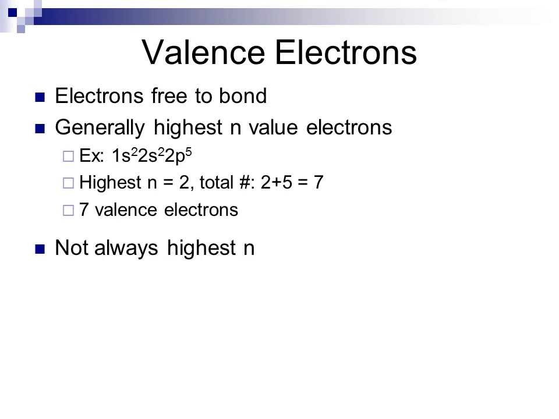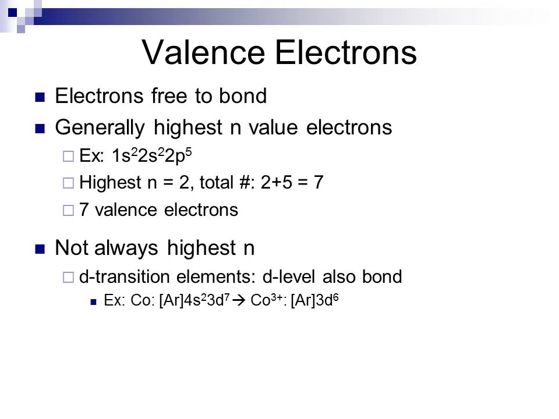Now the highest n value electrons are not always the only valence electrons in an element. For example, if I have d transition elements, the d level is often free to bond as well as the p and the s orbitals that are in the higher n values. If I look, for instance, at cobalt, cobalt has the condensed electron configuration of the argon core, 4s2, and a 3d7. If I were to make this a 3+ cation, cobalt 3+, I would remove 3 electrons, so I would take away the 4s2 and one of the 3ds, which would leave the argon core and 3d6.